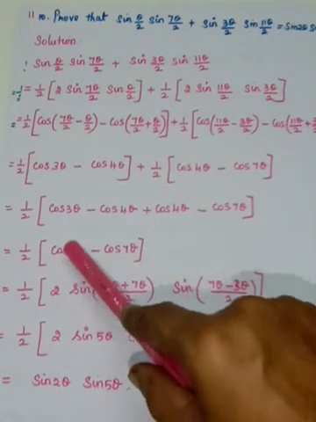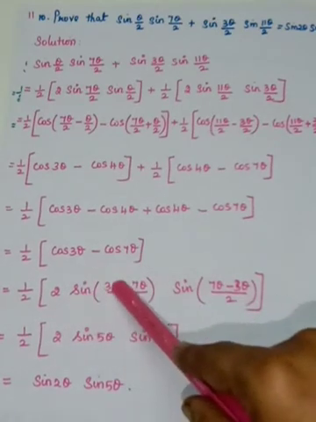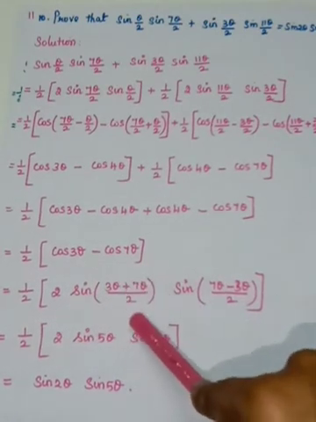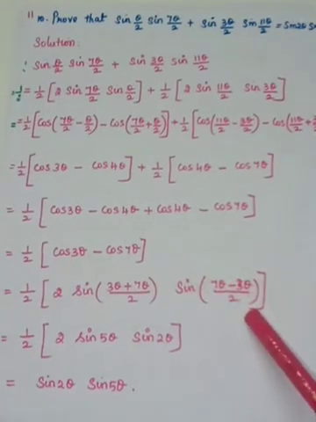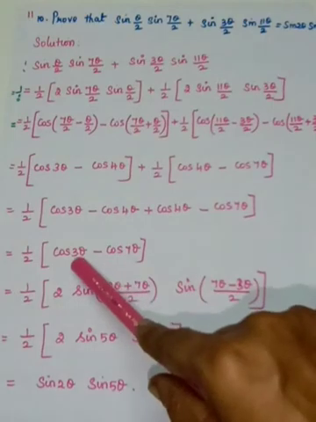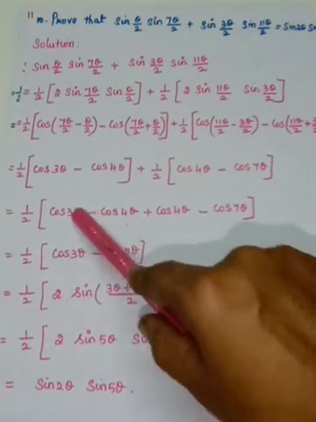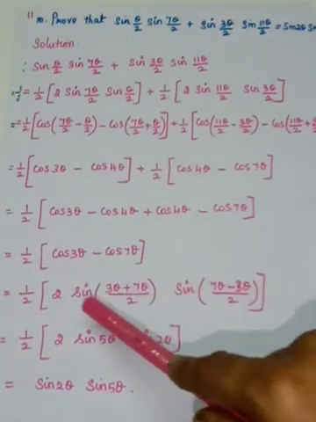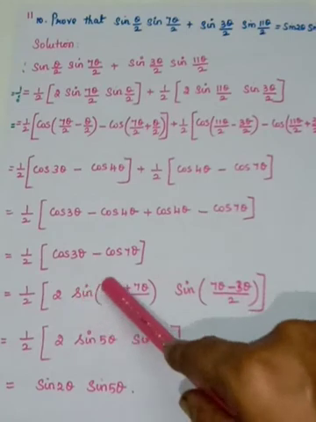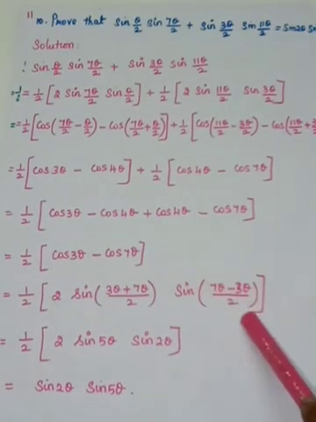So what is cos C minus cos D? It is 2 sine C plus D by 2 sine D minus C by 2. Okay, what is your C? 3 theta. What is your D? 7 theta. So they are in the difference. You are going to write it into the product. So you have to use 2 sine C plus D by 2 sine D minus C by 2.